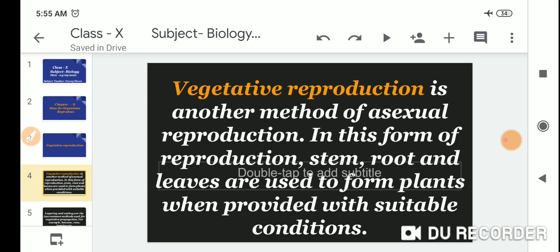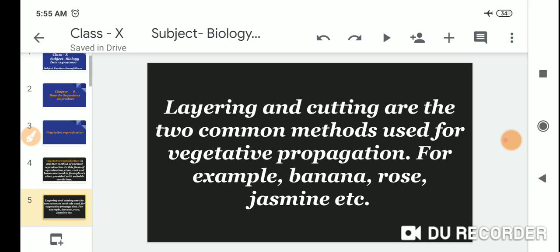So vegetative reproduction is another method of asexual reproduction. Layering and cutting are the two common methods used for vegetative propagation, for example, banana, rose and jasmine, etc.